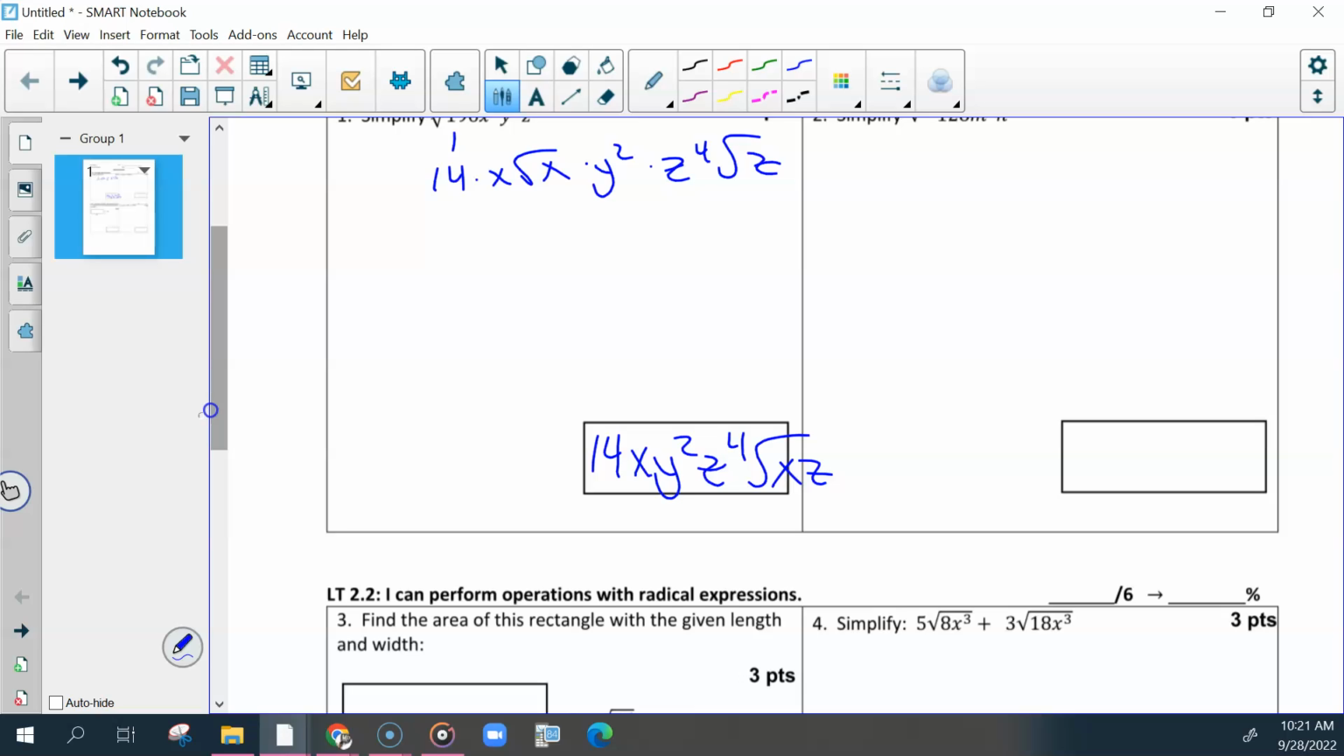For the most part, a lot of us got that one right. I didn't see a lot of issues with that, except for maybe when you broke down 196, you may have gotten like 7 and 7 and 2 and 2 and put 49 or something that wasn't 14 on here. So just be careful with that. Make sure your order is correct.